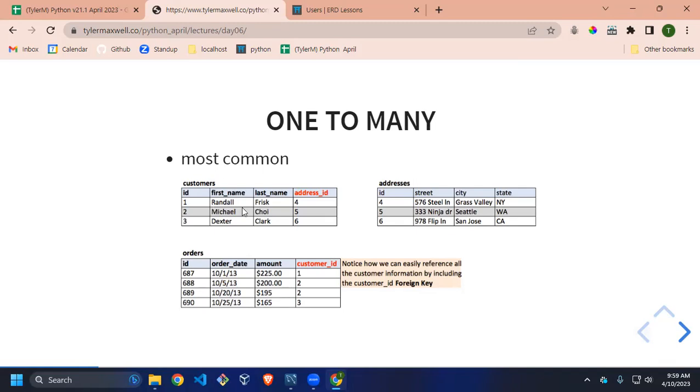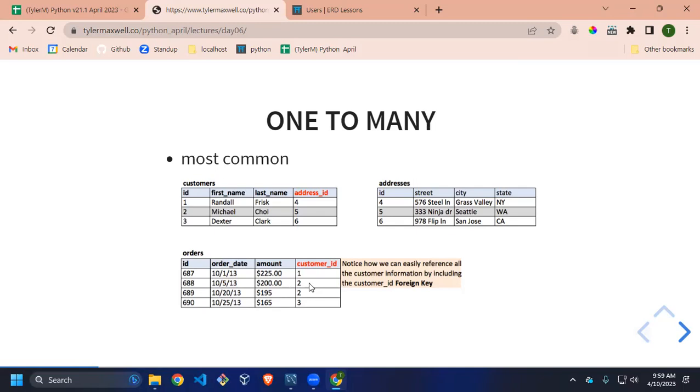So Michael Choi has orders 688 and 689. He bought something for $200 a long time ago, 10 years ago, and something for $195. Two separate orders. Imagine those are orders on Amazon, or orders at a restaurant, it doesn't matter. But those are each his.